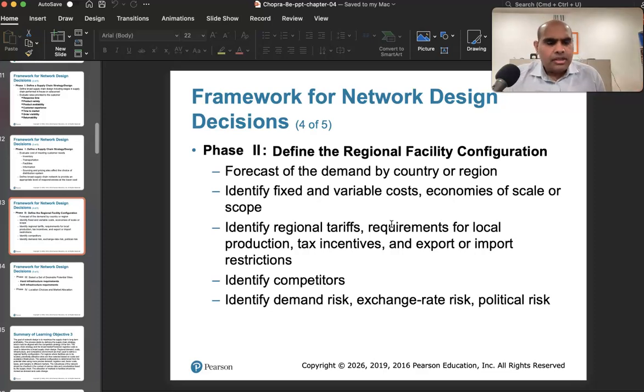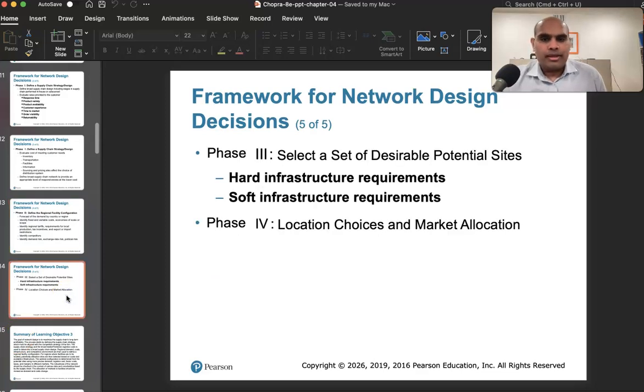So you have to do forecasting, which we talked about last week. You have to identify all the different costs that are involved with it, identify any tax incentives and anything that you can get, identify who your competitors are, and identify the risks, right? Demand risk, exchange rate risk, and political risk, all three of them, right? So once you do that, you're ready to make a decision.